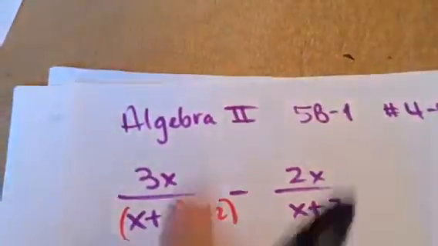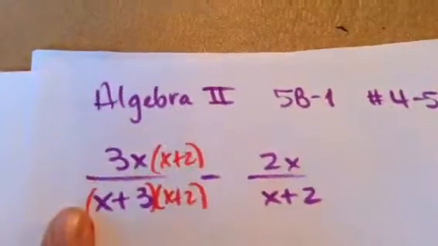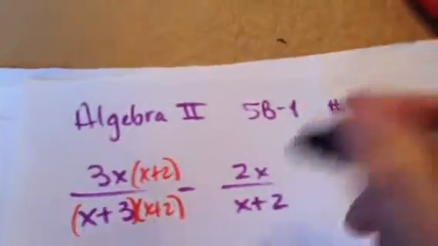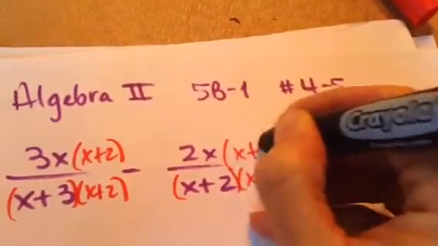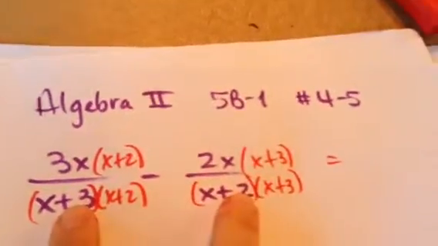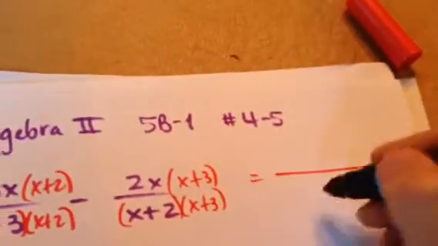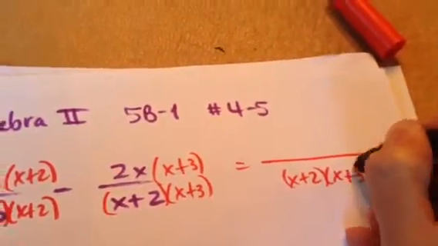But if you do it on the bottom, you have to do it on the top. Okay? Notice I'm putting them in parentheses. Same thing goes for this guy. He has an x plus 3, so I want an x plus 3. So we're going to give him an x plus 3. Now we have two fractions that have the same denominator, so we can make the 2 into one big fraction.